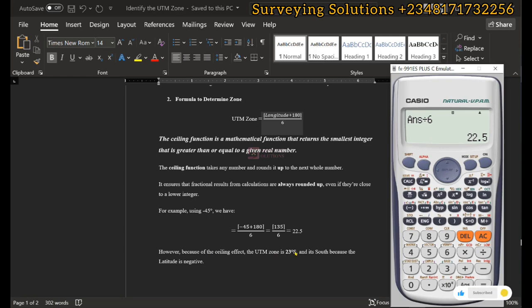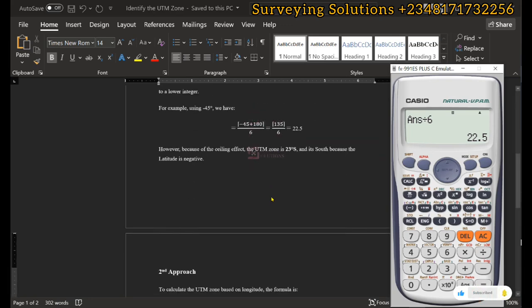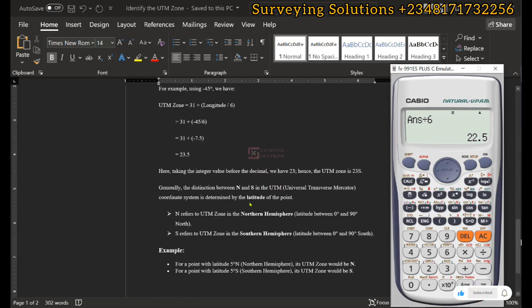Now we have said south here and not north, right? Good. So we are going to explain why it is south. It is south because the latitude is negative. When you have identified the zone using the longitude, you would know if it is the northern hemisphere or the southern hemisphere using the sign of your latitude. Generally, the distinction between north and south in the UTM is determined by the latitude of the point. If it is north, it refers to a UTM zone in the northern hemisphere, and if it is south, it refers to a UTM zone in the southern hemisphere, right?